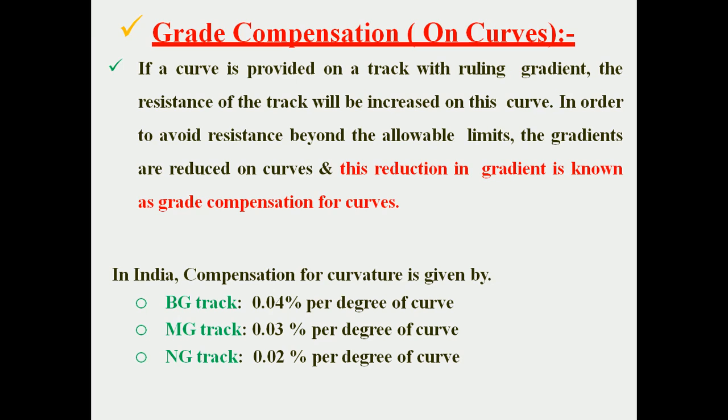That means actual gradient or actual slope is lesser than whatever ruling gradient is there. So this reduction in the gradient is known as grade compensation for curves. In India, there is a permissible limit for compensation. In BG track, it is 0.04% per degree of curve. In MG track, it is 0.03% per degree of curve, and in NG narrow gauge track, it is 0.02% per degree curve.